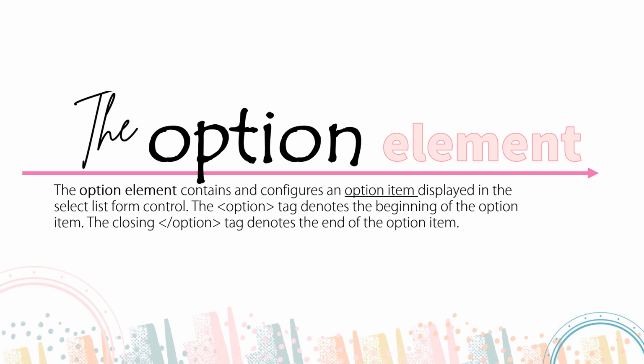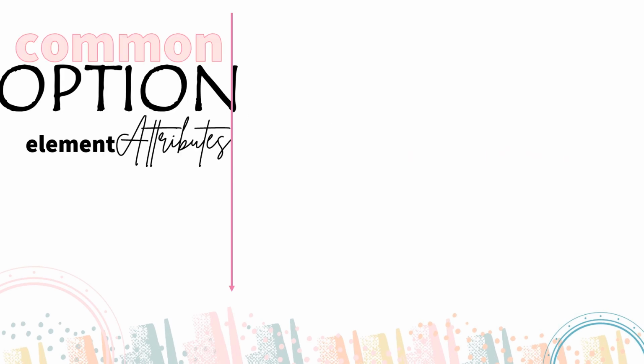The option element. The option element contains and configures an option item displayed in the select list form control. The option tag denotes the beginning of the option item, while the closing option tag denotes the end of the option item. Okay, here are the various option attributes.